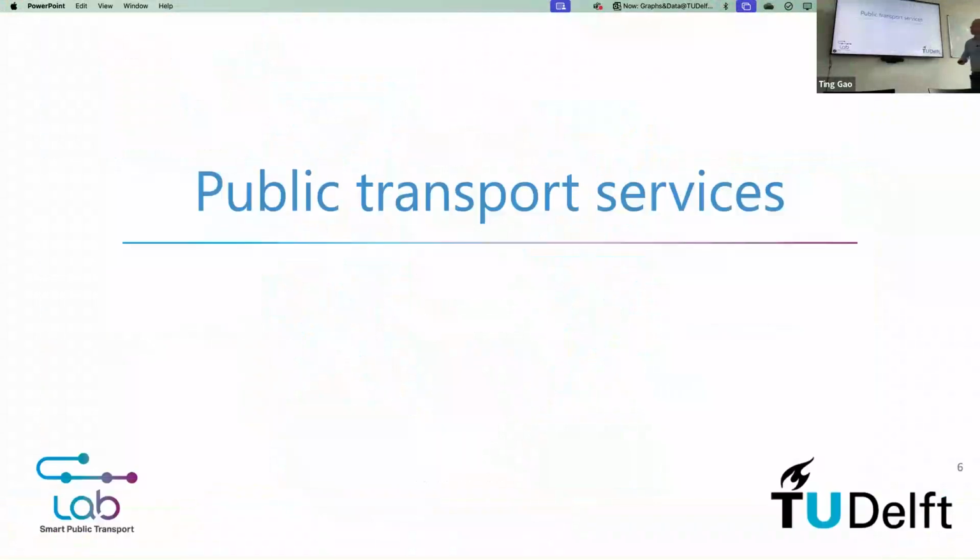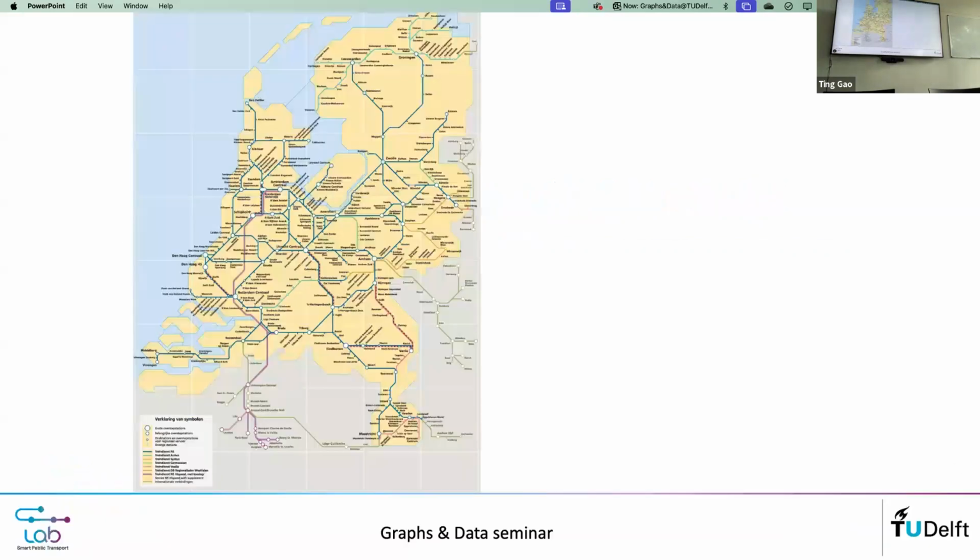Okay. So let's start with public transport services. The first realization we need to have is that we have different kinds of underlying networks of interest in the public transport context. This is a typical map you see at the Dutch railway stations, right? It tells you how stations are connected to each other, stations being nodes, and the links imply that there is a track, a connection running between them.